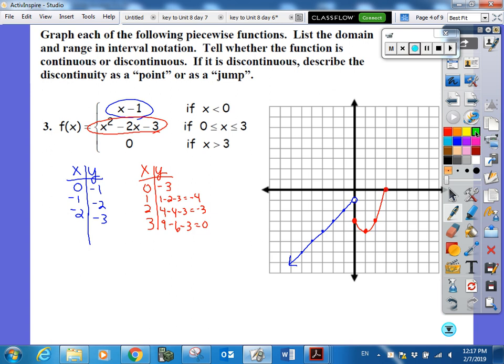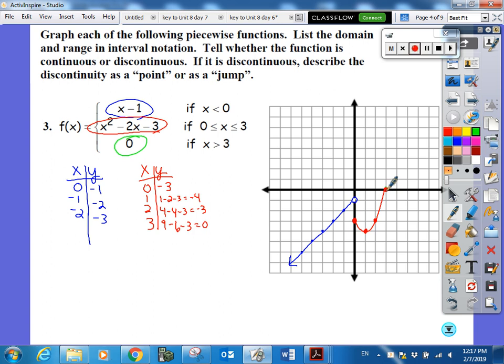And then the last piece of it, y is equal to 0. Horizontal line if x is greater than 3. So we go to 3. Hey, we don't start at 4. We start at 3. It's already a closed dot, so we don't have to worry about it.